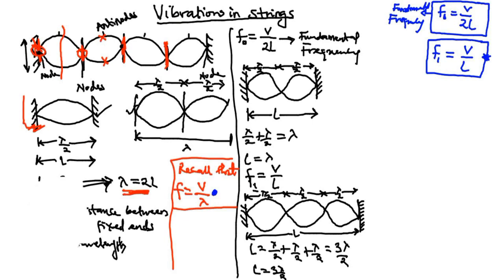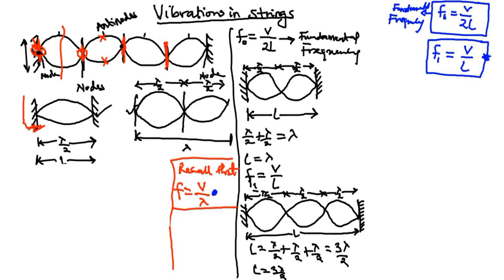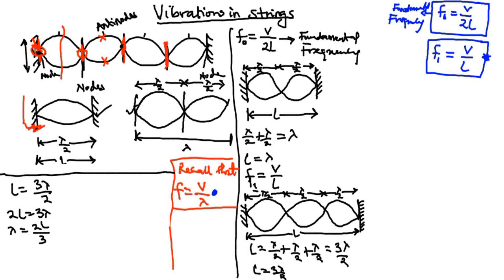So I will try to wipe this area so that we can get some space to work. Okay, so we just got to the point where we said that L is equal to 3 lambda over 2. So 2L will be equal to 3 lambda, and therefore we can say that lambda is equal to 2L divided by 3. If lambda is equal to 2L divided by 3, then I can also slot it into this equation again, slotting the value of lambda.